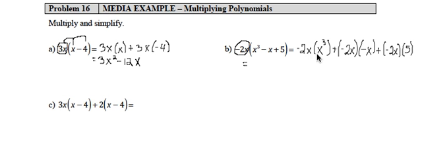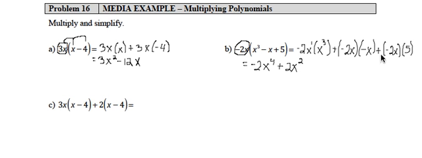Negative 2x times x to the third becomes negative 2, and then my x powers are to the fourth, because this is x to the 1 times x to the third. Plus, now I'm going to have negative 2 times, the coefficient here is negative 1. That's going to give me a plus 2. And then the x times the x is going to be x squared.